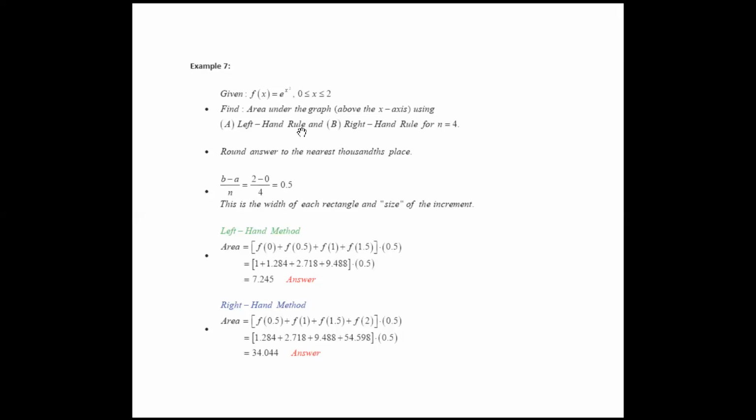There are other techniques, but they all play off of the same template of the b minus a over n. And also you see that with the left hand you start at 0 and end one increment before you get to 2, and with the right hand you start one increment over and you end at 2. So there's a lot to be said for this particular problem.